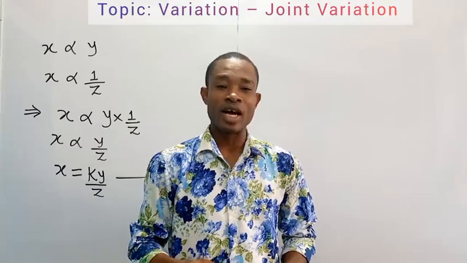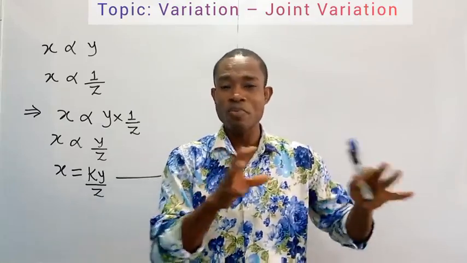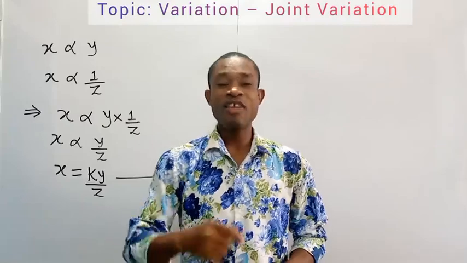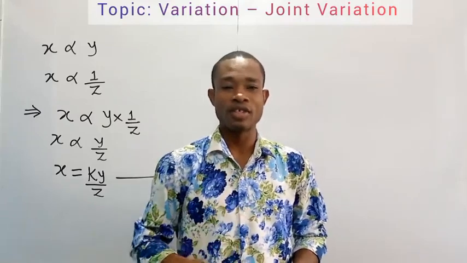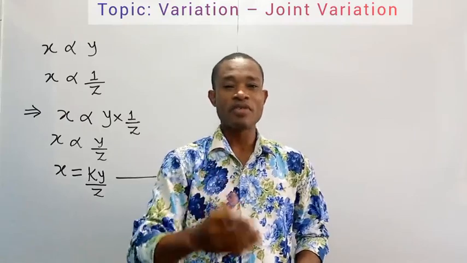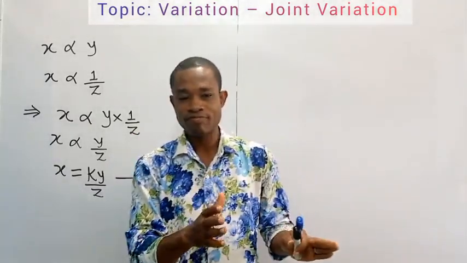We meet that law under a gravitational field, and that law tells us that the force between two masses is directly proportional to the product of the masses and inversely proportional to the square of the distance between the masses. Once again, that law is a joint variation law. So do you see a good knowledge of joint variation will help you to deal with that?